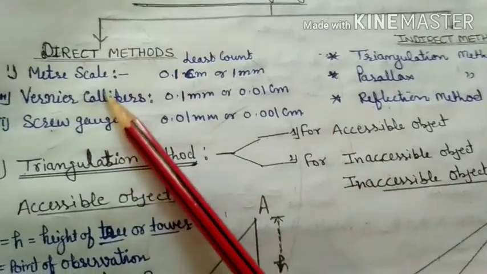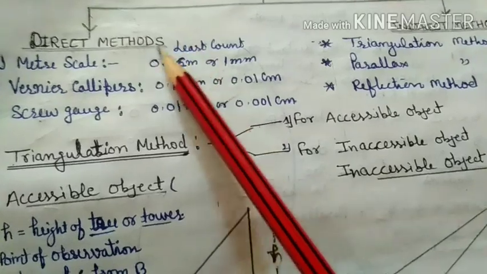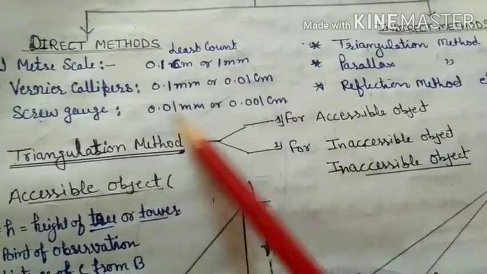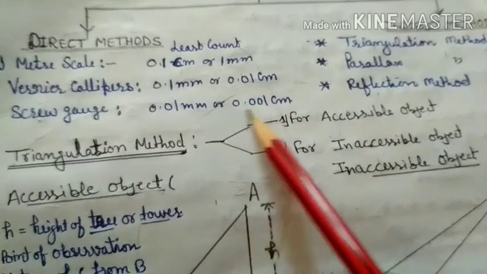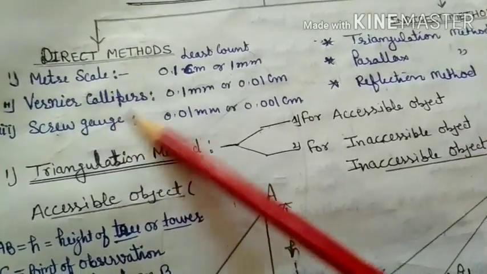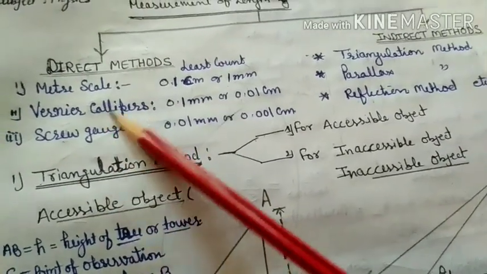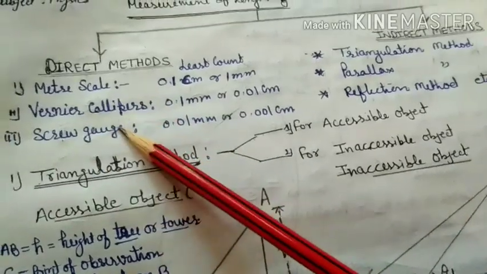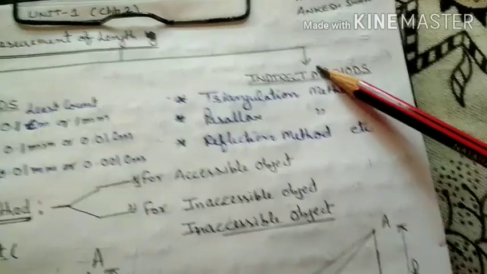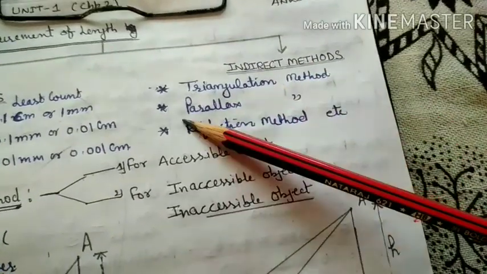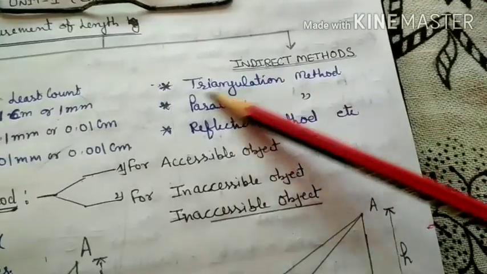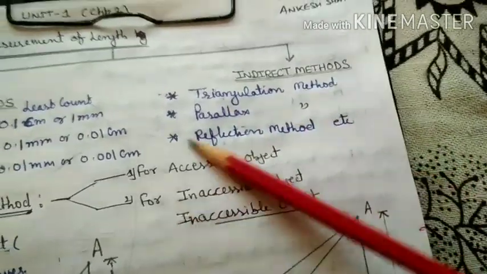It means with the help of a meter scale you can measure up to 0.1 centimeter, with the help of a vernier caliper 0.01 centimeter, and with the help of a screw gauge 0.001 centimeter. Those are the direct methods. There are some practicals later on for vernier caliper and screw gauge in the +1 class, where we discuss thoroughly how to operate them. Next one is the indirect methods. Triangulation method, parallax method and reflection method are some commonly used methods.